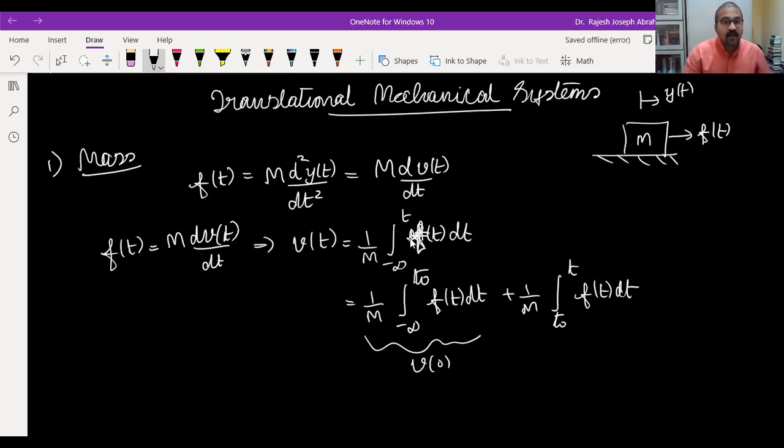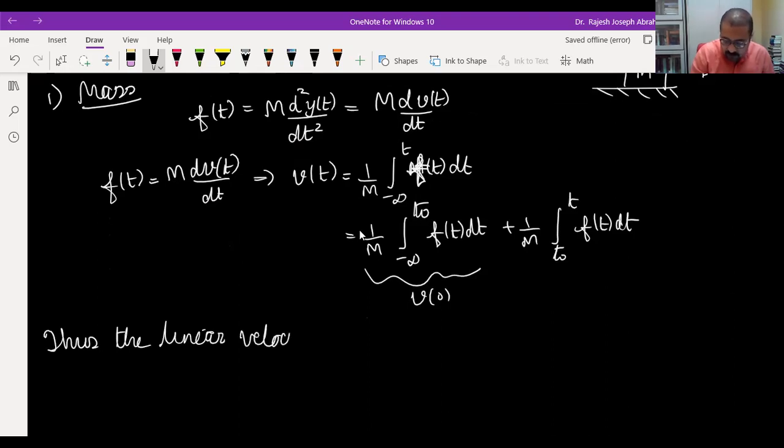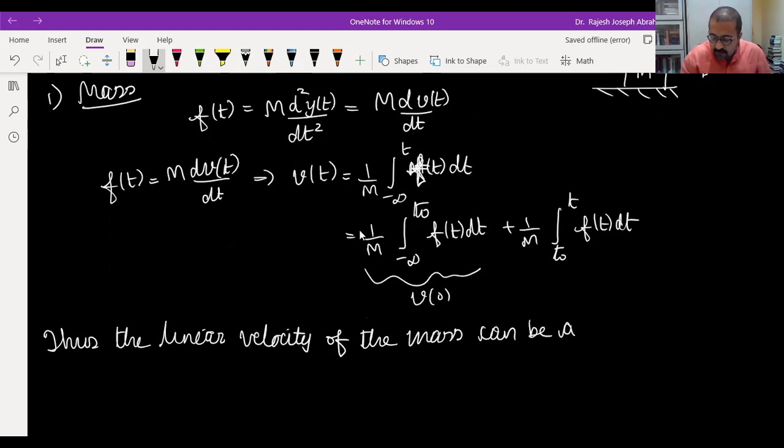So what would be one of the state variables here? It will be the linear velocity. Thus, the linear velocity of the mass can be a state variable. Linear velocity of the mass can be a state variable.